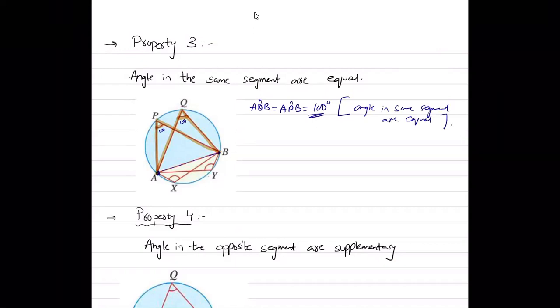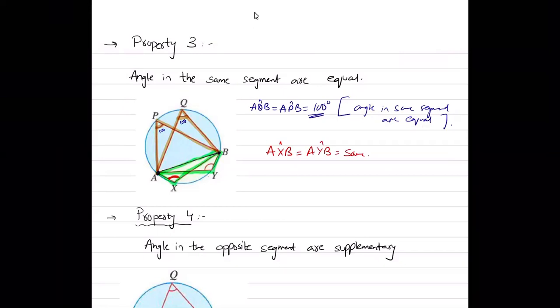Okay. The same thing can be said for angle AXB and AYB. Because they have originated from the same chord AB, angle AXB and AYB are in the same segment. So as per the property, the two angles must be same. AXB must be equal to AYB. Now, whatever the value is, they are going to be same. Okay, and the reason is going to be the same. That is, angles in the same segment are equal. Is this property clear?